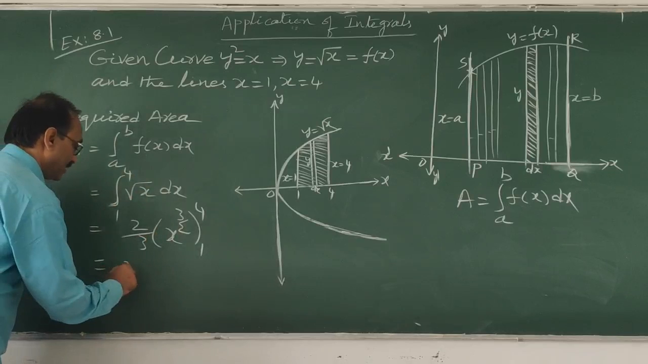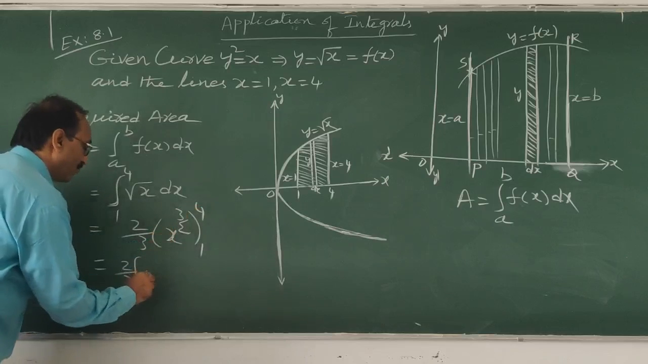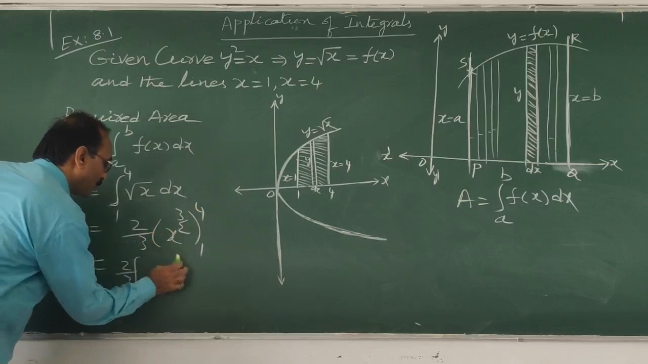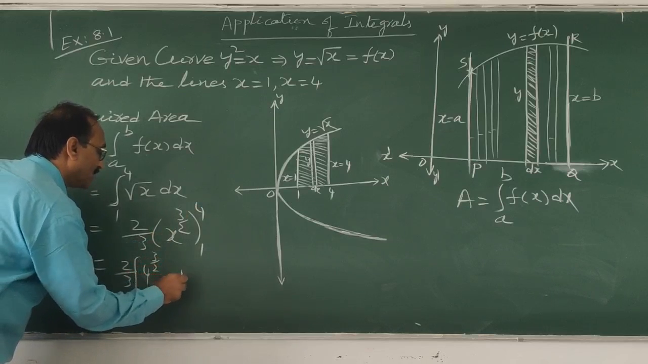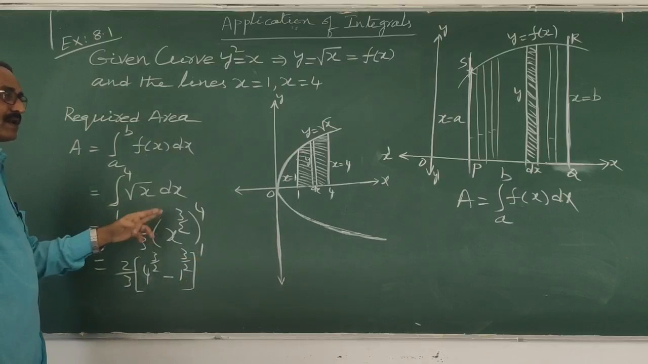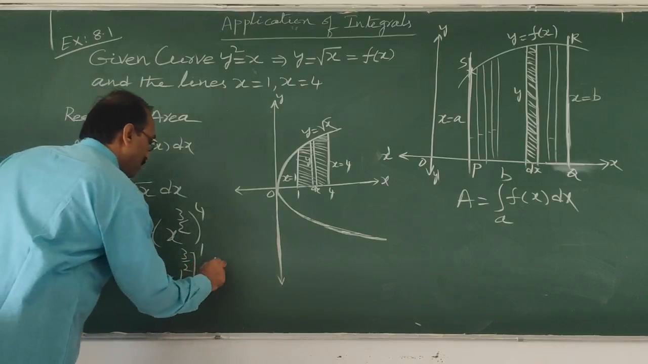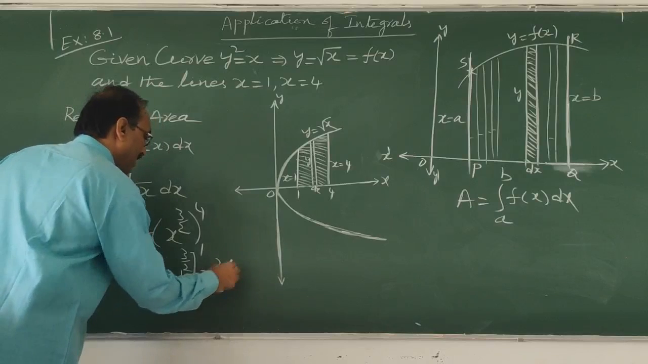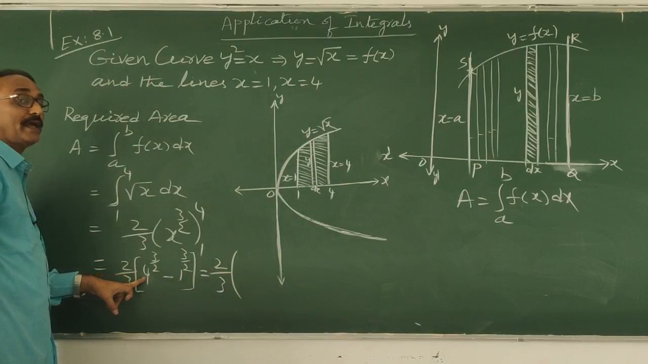Okay, now simplify it. 2 by 3 into upper limit 4 to the power of 3 by 2 minus 1 to the power of 3 by 2. That is the definite integral, upper limit minus lower limit, as we learned. This is equal to 2 by 3 into, here 4 you can write as 2 square.